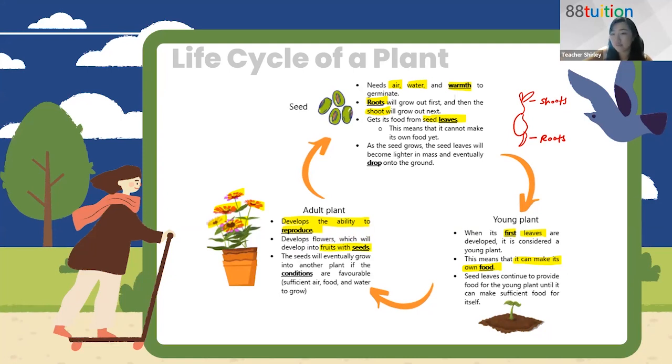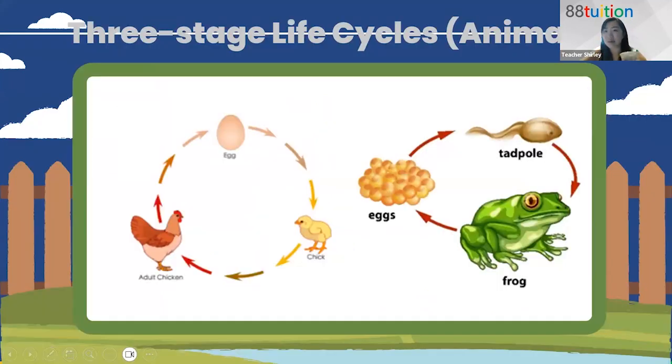So it's a cycle. When the seeds are scattered and planted to the ground, and receive enough nutrients and all, they will germinate, and then grow into new plants. So that's the life cycle of a plant. So that's the recap.